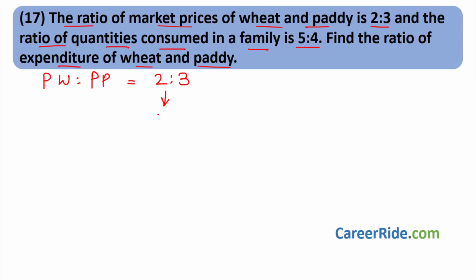So what are the actual values? Let the common factor be k. Actual values are 2k rupees and 3k rupees. This is for wheat and this is for paddy. Okay, this price is for paddy, this price is for wheat.